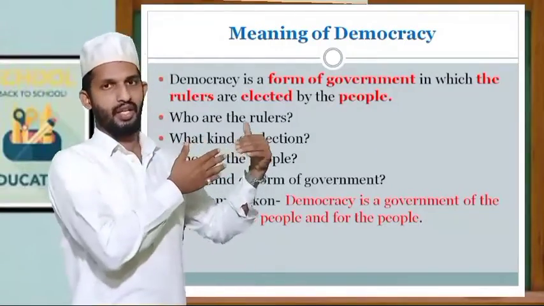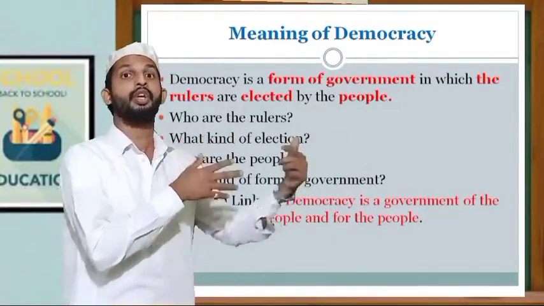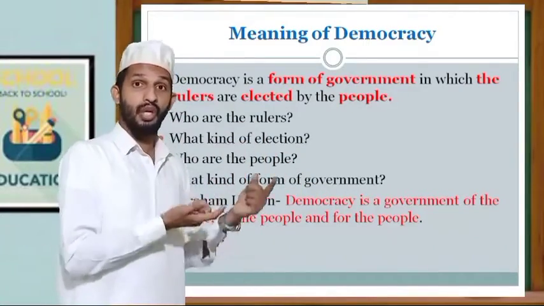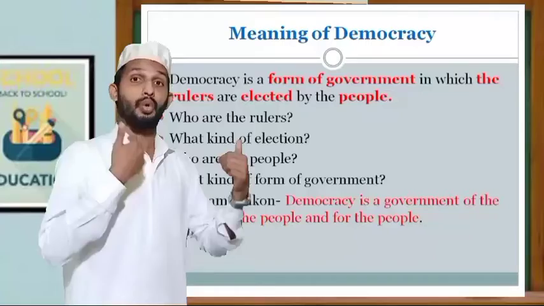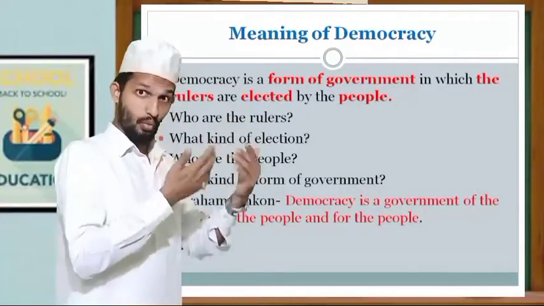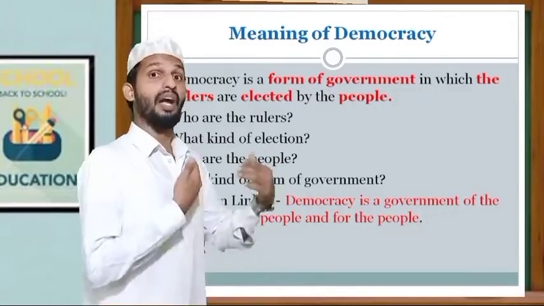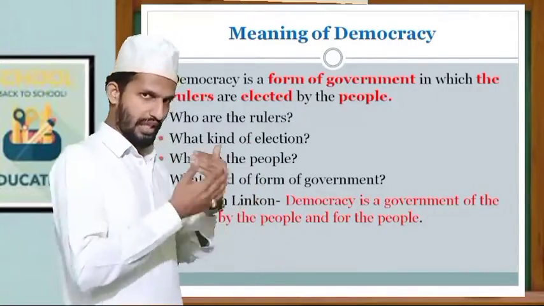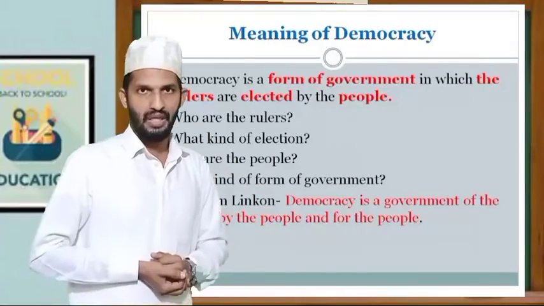We already said here democracy is a form of government. Which form of government? We didn't say. In which the rulers, or who are the rulers, are elected? What kind of election? By the people. Who are the people? So these are the questions we have taken from this meaning.